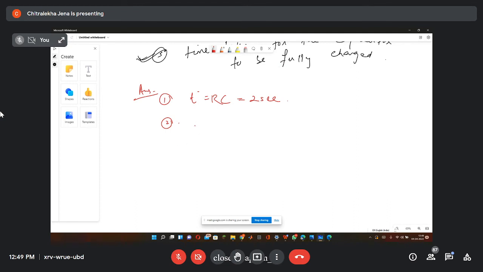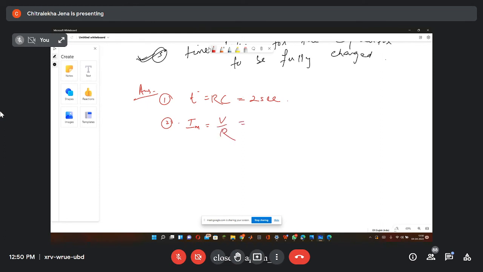So your current is maximum at the charging when you are providing a voltage source for charging of the capacitor. At the instant of closing the switch, the current is initially maximum. After that it will become zero, because when the capacitor is charged to the supply voltage, there will be no potential difference, so there will be no current. So the current will be maximum in that case, equal to V by R.